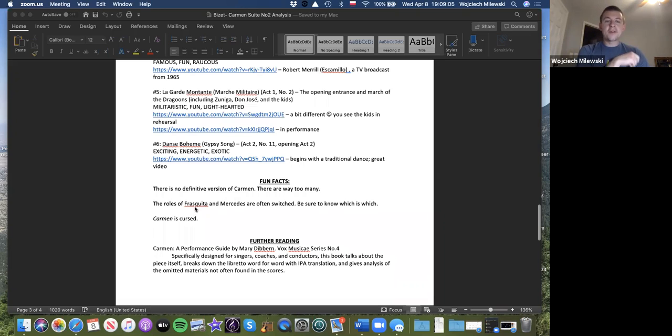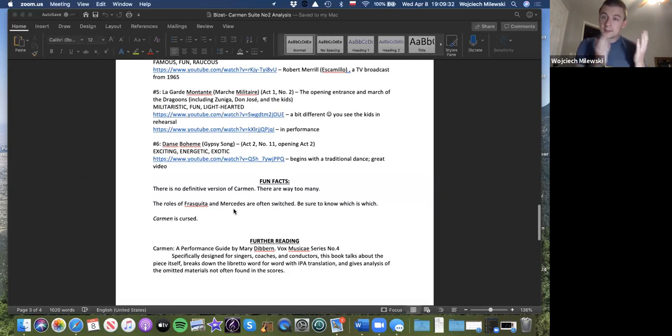The roles of Frasquita and Mercedes are often switched in these scores. This is a point of so much contention, and I have a very funny story about it. So basically what this means is that in the original score, Bizet miswrote which part was supposed to be sung by who. So the soprano singing Frasquita, which is a higher part and sits higher, was meant for a soprano, and Mercedes was meant to be a mezzo-soprano.